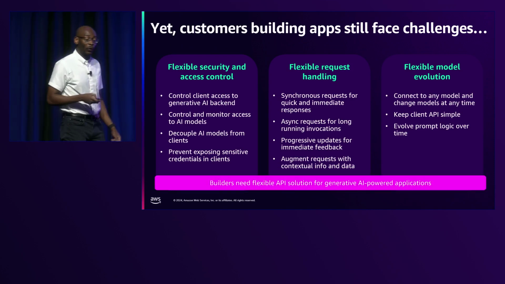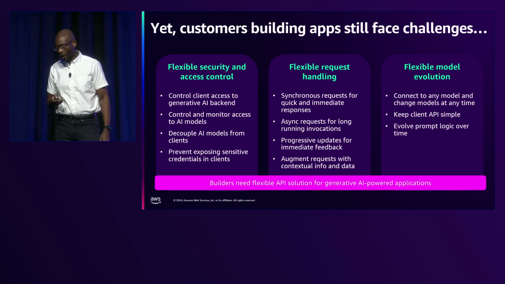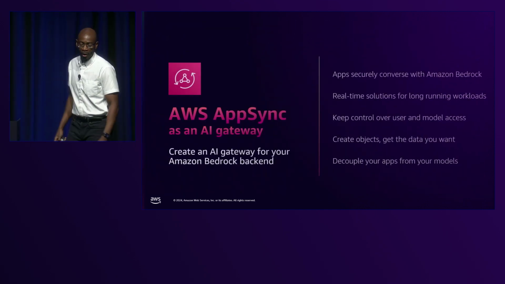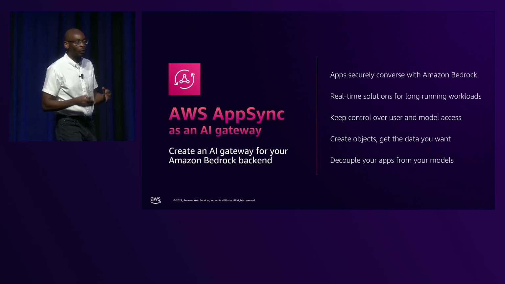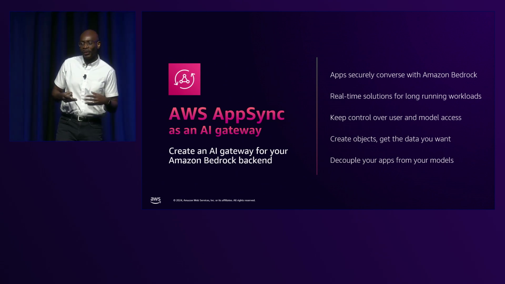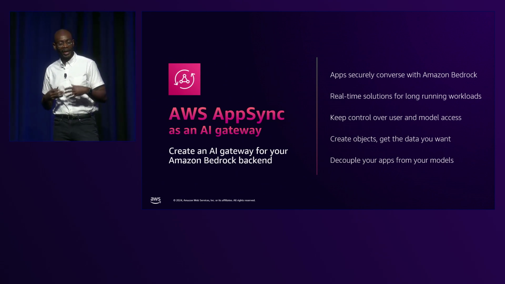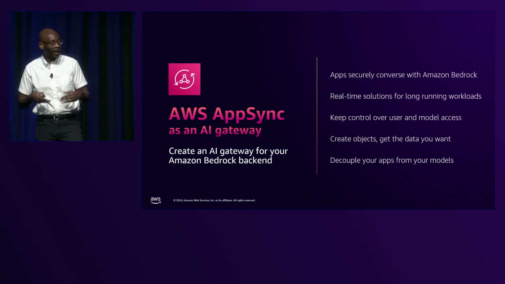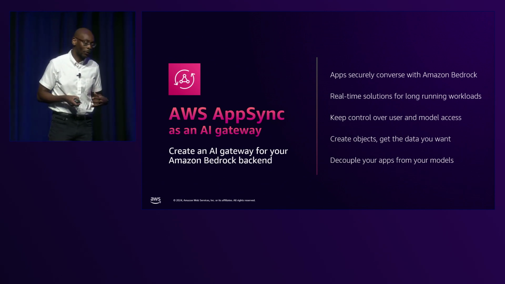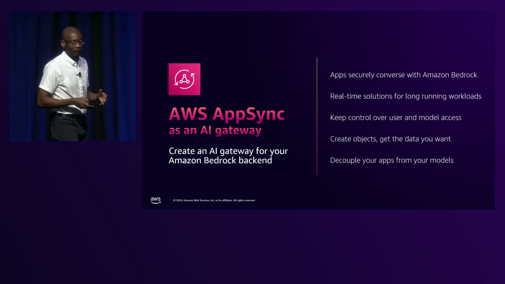So builders need a flexible API solution to connect to their generative backend. And this is where AWS AppSync comes in as an AI gateway. Given all of these challenges, one of the things that we've seen over the last couple of months is AppSync evolving into an AI gateway for many of our customers.